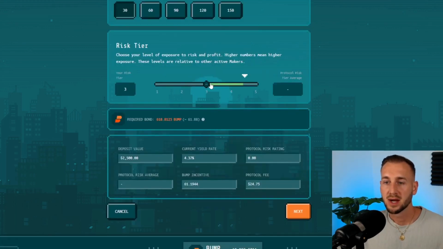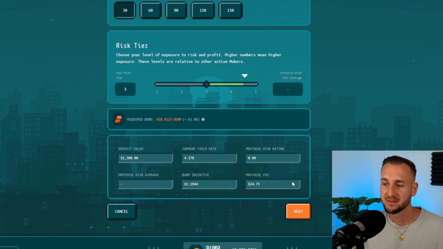Again, for using both sides of the equation here, you have to bond some bump tokens. So that's saying around 618 bump. It's then spitting out the deposit value, $2,500. The yield rate, 4.37%. I believe this is per month, however. They'll also pay me some bump incentives down here, and the protocol fee is $24.75.